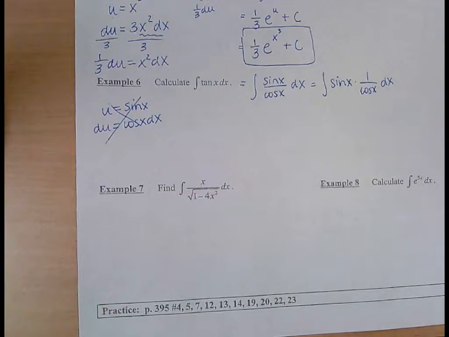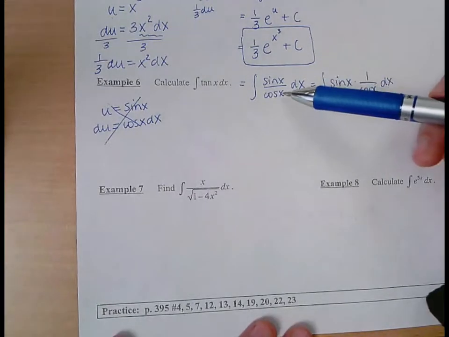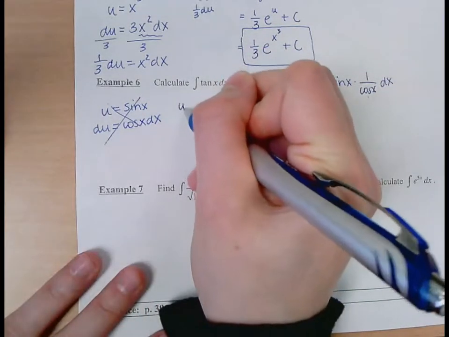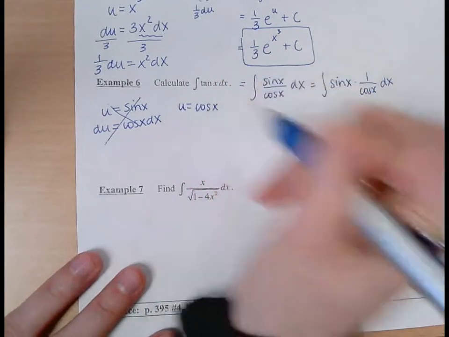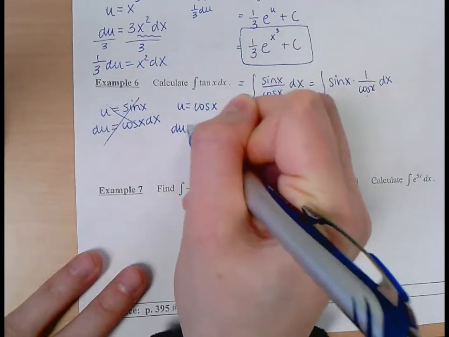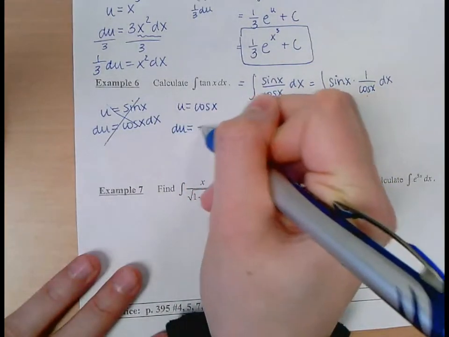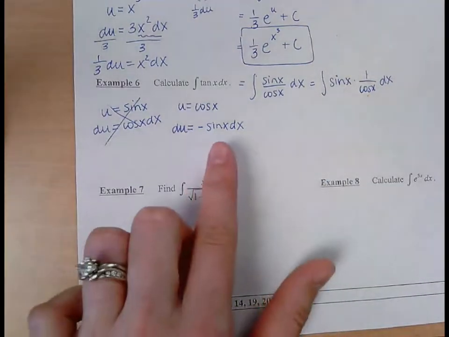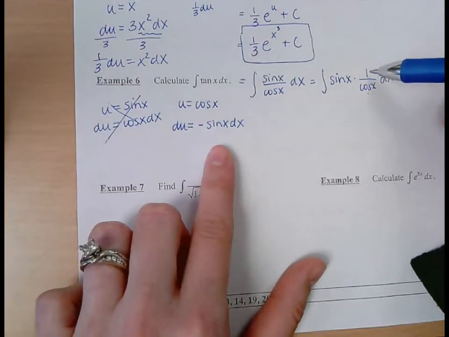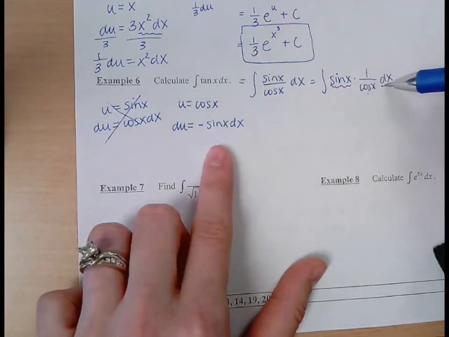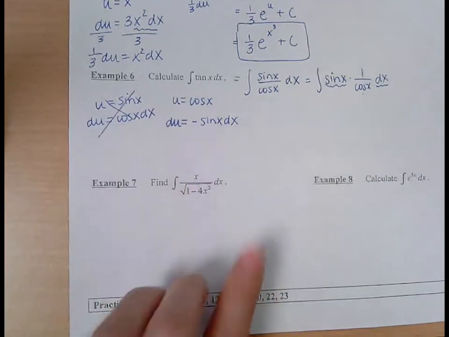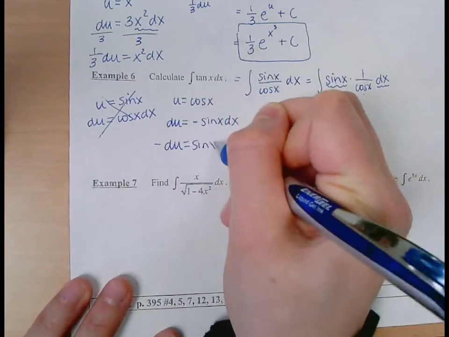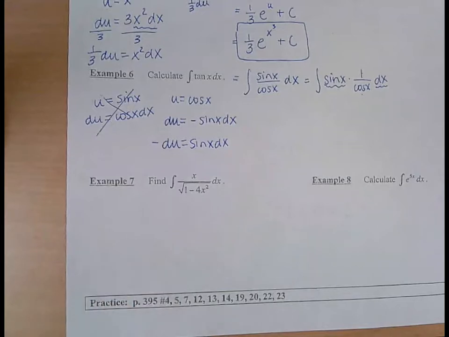All that means is I would choose the other one. If I choose cosine, because if I have 1 over u, that's fine. So if u is cosine of x, du then, the derivative is negative sine of x dx. But then my cosine of x, I now have 1 over u. I do have sine of x dx, I just don't have the negative. So negative du is equal to positive sine of x dx. The negative would have to go in the integral.